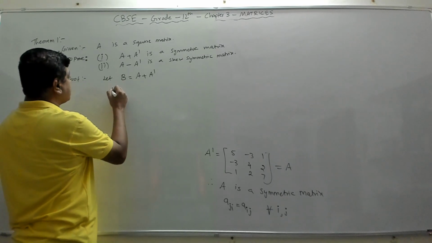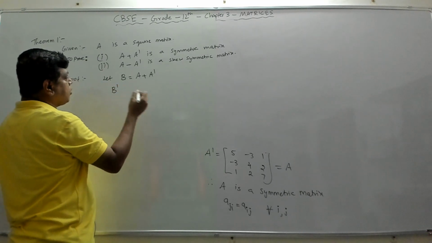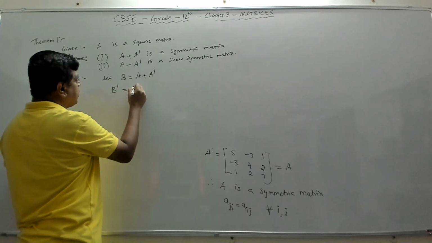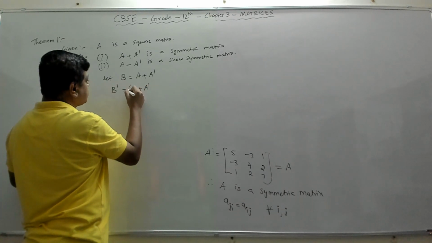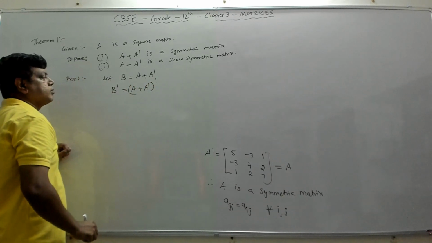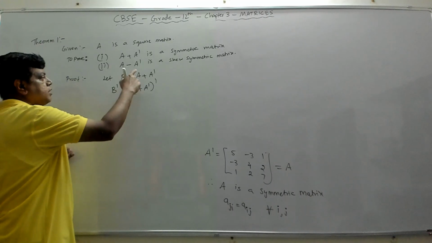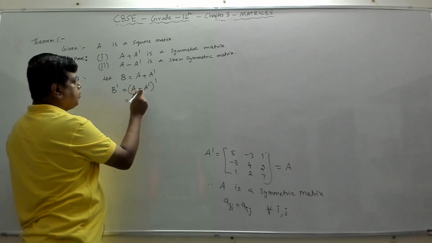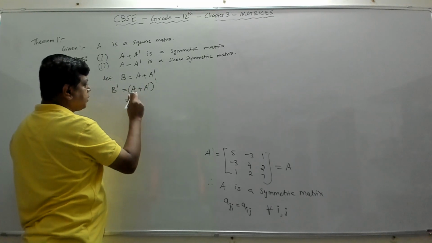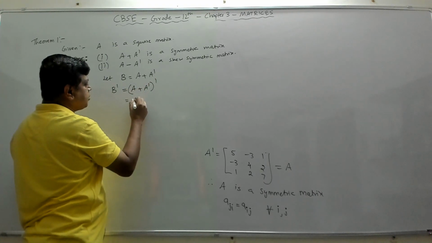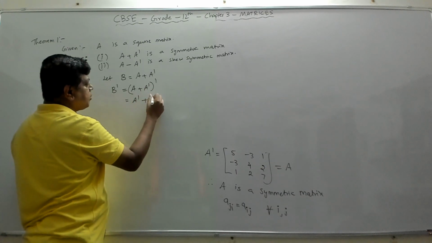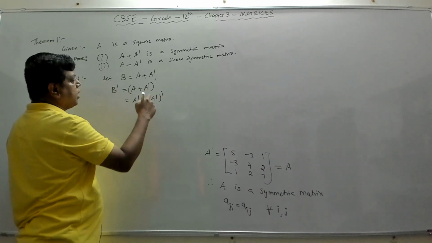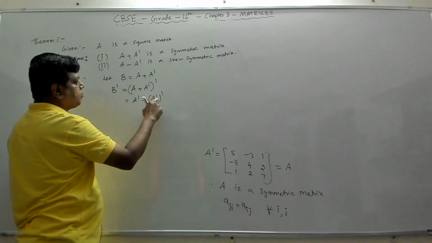So what is our B transpose? We have to show that B transpose is equal to B. So B transpose will be equal to A plus A transpose, the whole transpose. B transpose means transpose of this is the same as transpose of the whole. Now A plus A transpose, the whole transpose, can be written as, I can put the transpose separately. This will become A transpose plus A transpose whole transpose. I can put the transpose for each of them.